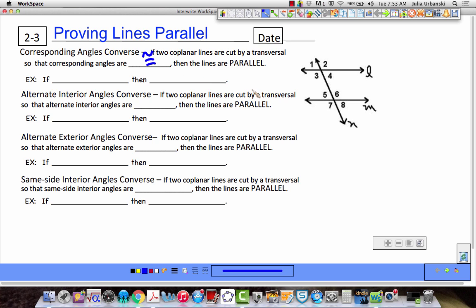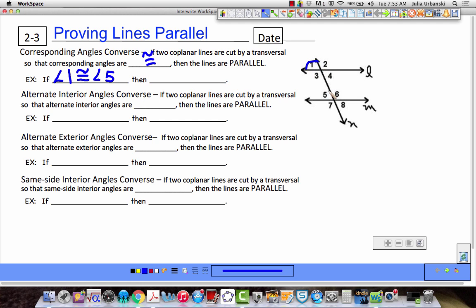Okay, so it goes backwards. Yesterday, or last week, it was if we knew the lines are parallel, then we knew the corresponding angles were congruent. Today goes backwards. If you know that corresponding angles are congruent, then you know the lines are parallel. So for example, give me a pair of corresponding angles. 1 and 5. If angle 1 is congruent to angle 5, then you're allowed to say that the two lines are parallel to each other.